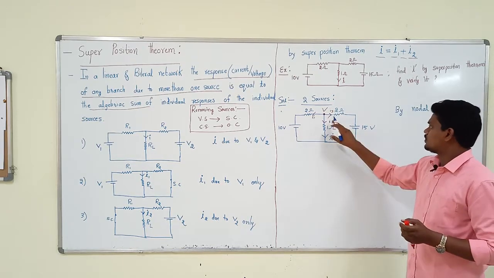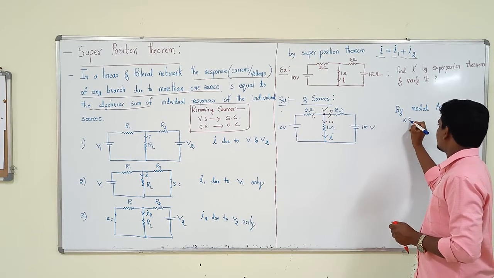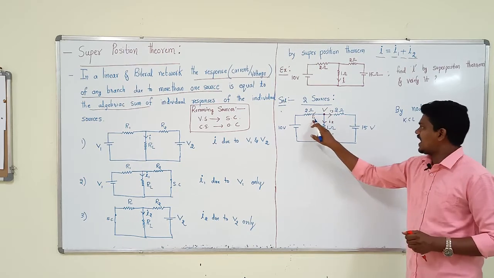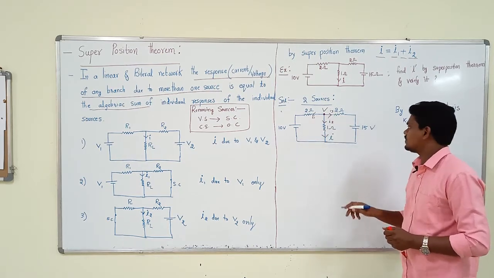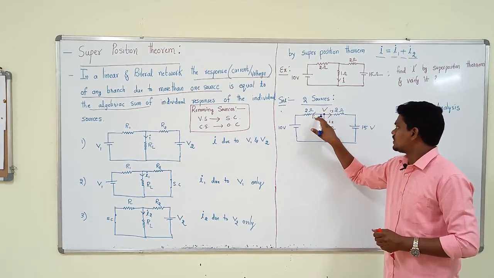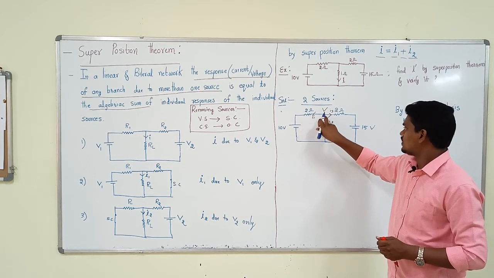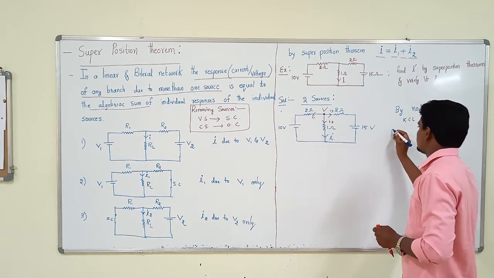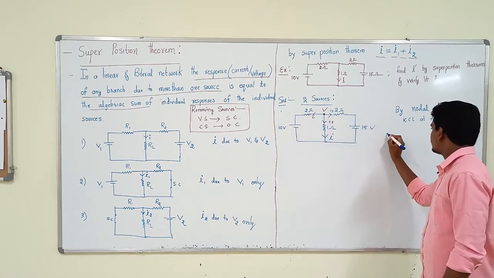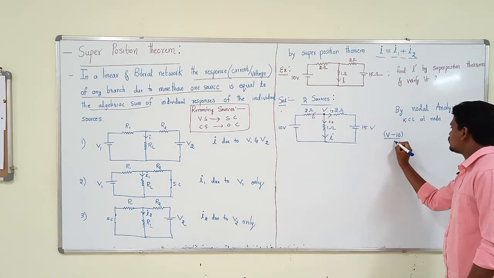Then we apply KCL. Apply KCL at the node. That means I1 plus I2 plus I3 is zero. Then what is the I1 value? Already we discussed this. I1 means the current flowing through the 2 ohms resistor. It is the voltage difference between two potentials. That means I1 I can write like this: (V minus 10) by 2.